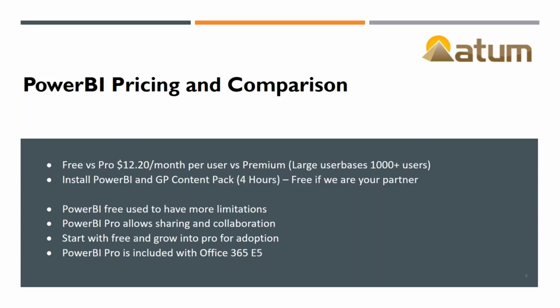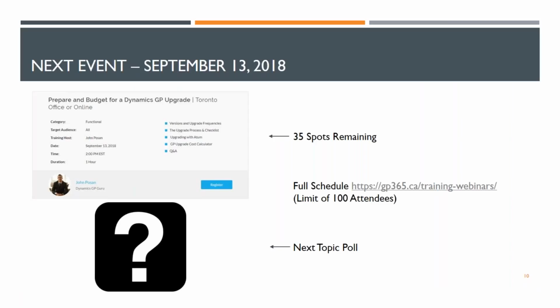Now, in terms of labor investment to implement this product, so installing Power BI and the GP content pack that we showed today takes about 4 hours. That's it. So about a half day. For all of you that are on this session, if we're your partner and you want us to do it, we'll do it for free. No charge, just as a thank you to all of you. So just reach out to me after the call, and we'll set that up, and we can get it programmed for you guys.